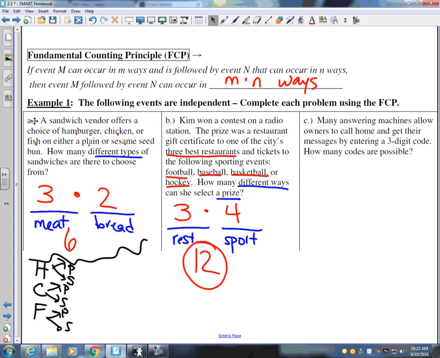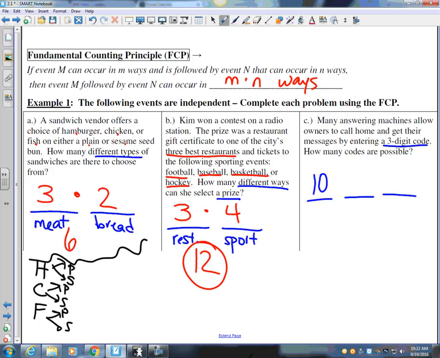All right, many answer machines allow owners to call home and get their messages by entering a 3-digit code. Think about that like your PIN on your debit card or something. How many codes are possible? So it's a 3-digit code, so I'm going to do 3 blanks. Anybody know how many digits there are to choose from for that first blank? 10, because you can use 0. So 0, 1, 2, 3, 4, 5, 6, 7, 8, 9. Because you are including just numbers. So there's 10 digits to choose from.